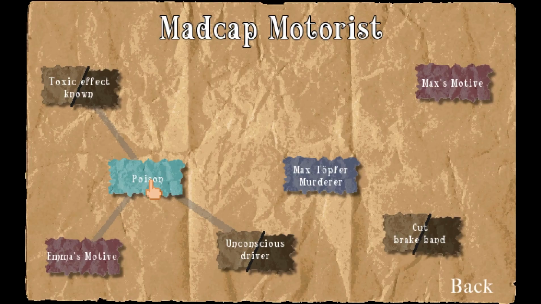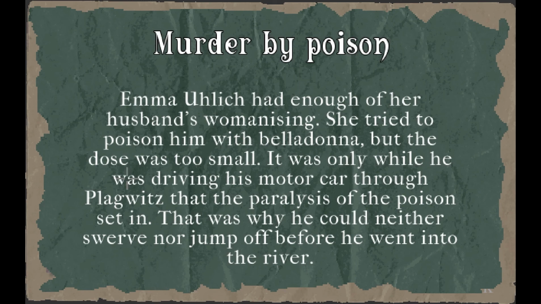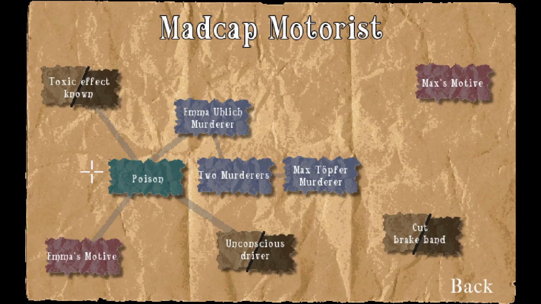Right, wait, what if we... Oh, we can do this, okay. Emma had enough of her husband's womanizing. She tried to poison him with belladonna, but the dose was too small. It was only while he was driving his motor car through Plagwitz that the paralysis of the poison set in. That's why he could neither swerve nor jump off before he went into the river.